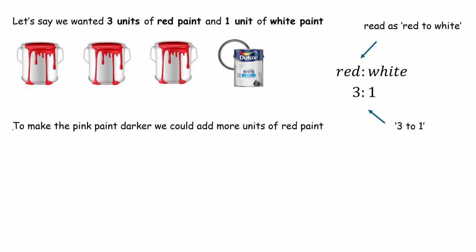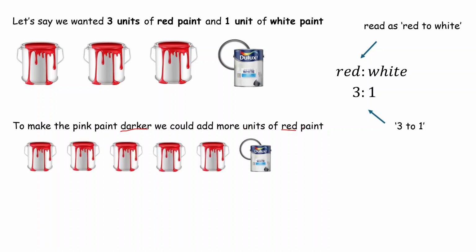To make the pink darker, we could also add more units of red paint, because the more red that you add, the darker the paint's going to get. So you could now go and add 2 more cans of red. So now you've got 5 cans of red to 1 can of white. Now as a ratio, you've got 5 cans of red to 1 white. You just put it as 5 to 1, and that is it. So the ratio of red to white is 5 to 1.